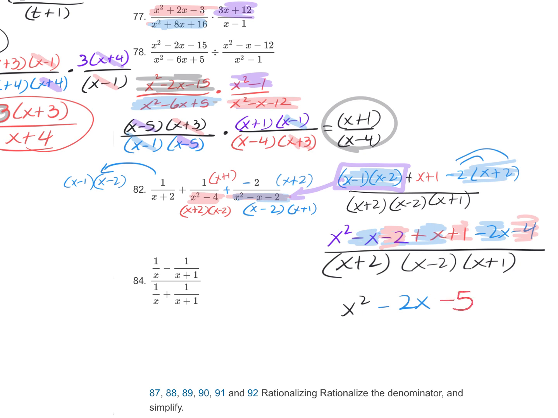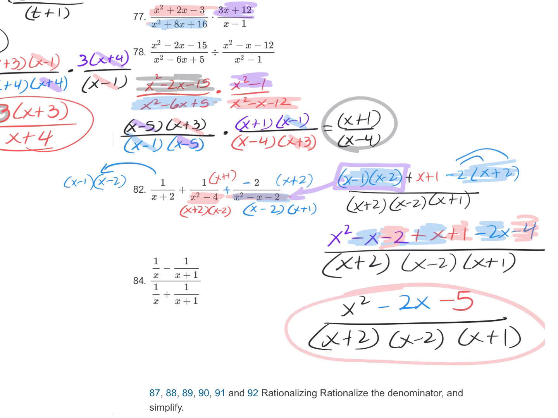And then now it's over the x plus 2, x minus 2, and x plus 1. And we're done, because there are not any factors of 5 that will combine to give me negative 2. So that would be your final answer.